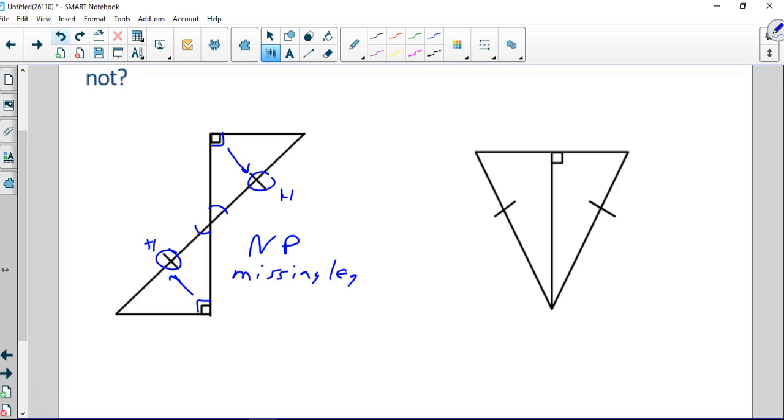Okay? We need to have this leg or this leg marked on both of them congruent to each other. Since we do not have that, we cannot prove it by HL. We might be able to use another rule, but not HL. And that's what it's asking.